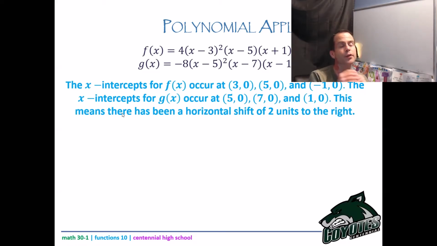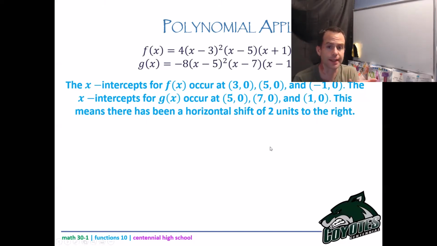Okay, so here's the first point I want to make in a written response question. It's not enough for you to look at that and just write horizontal shift 2 units to the right. Okay, you haven't communicated how you know there's a horizontal shift 2 units to the right. So by establishing what my x-intercepts are for f of x, and by establishing what my x-intercepts are for g of x, then I have been able to establish that there's a horizontal shift 2 units right, okay?